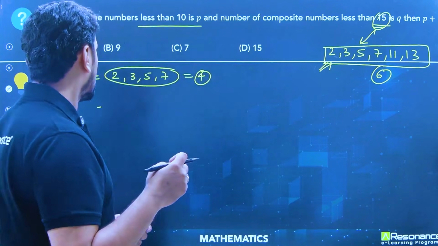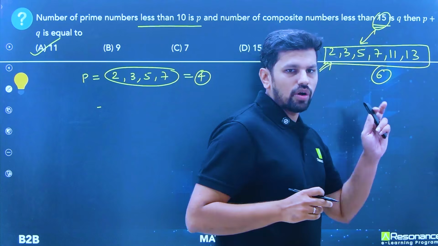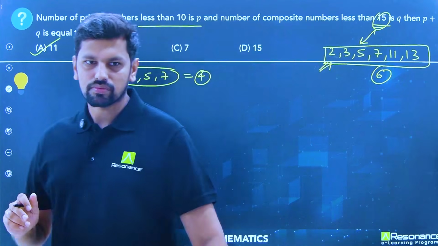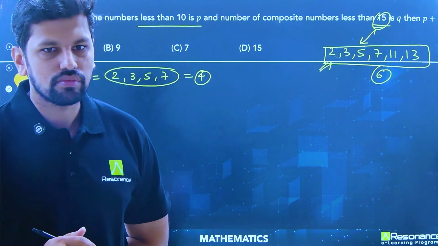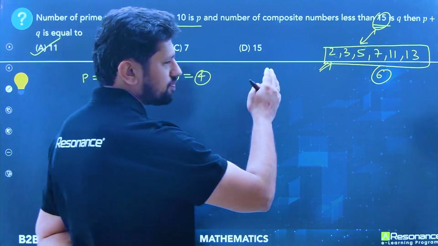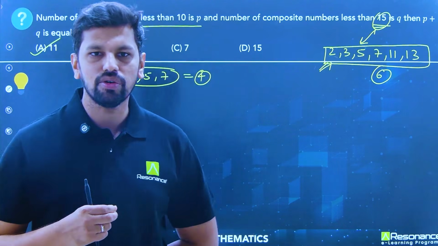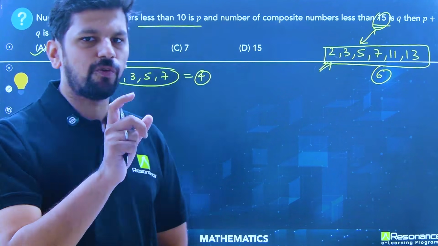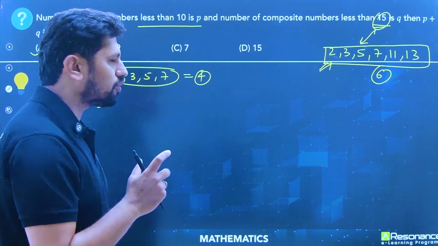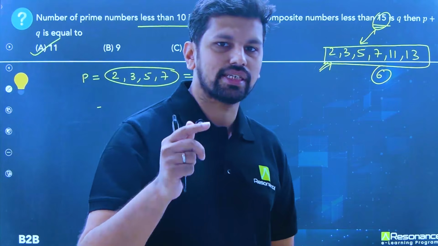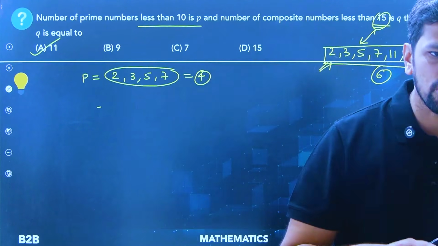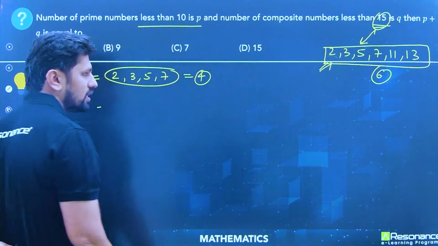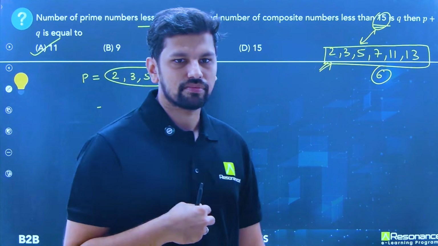15 minus 6 is equal to 9. Correct? Less than 15, no, no. We have to exclude 15. So how many numbers are left? 14 only. And 14, all the prime numbers removed. So we got 14 minus 6 is 8. Now we remove 1 also. So 7. 7 plus 4 will be equal to how much? 11. Understanding?